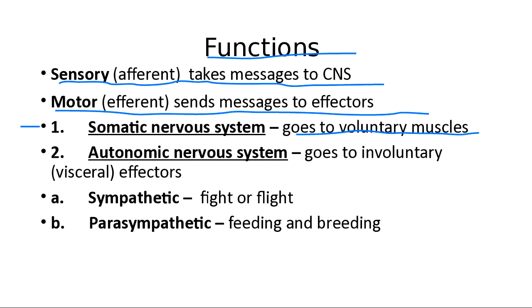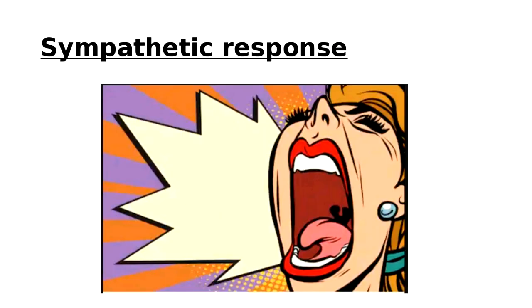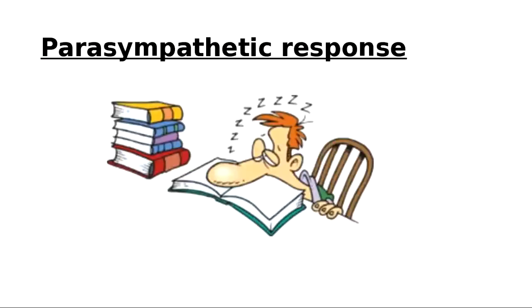Autonomic nervous system goes to involuntary or visceral effectors. It's divided into sympathetic, which is fight or flight, and parasympathetic, which is feeding or breeding. Sympathetic response, parasympathetic response.